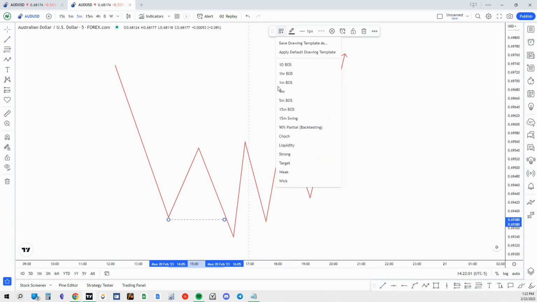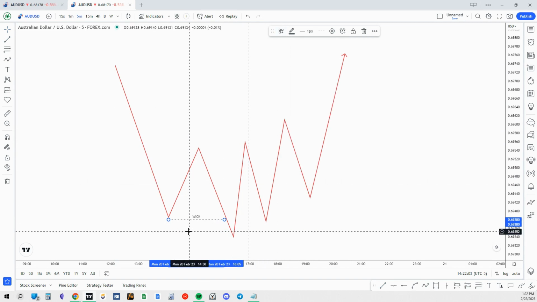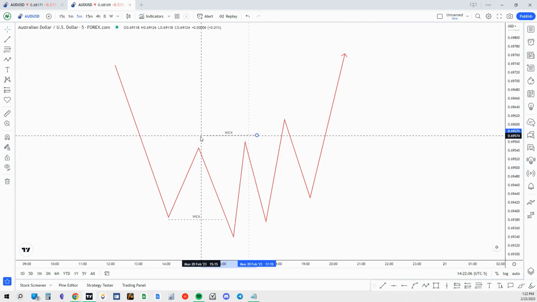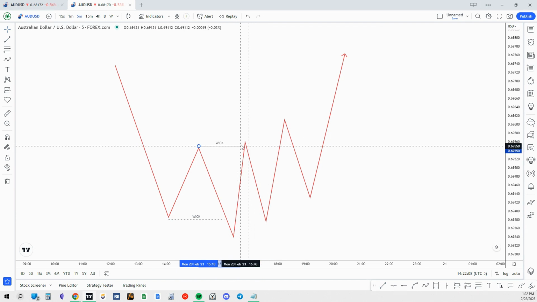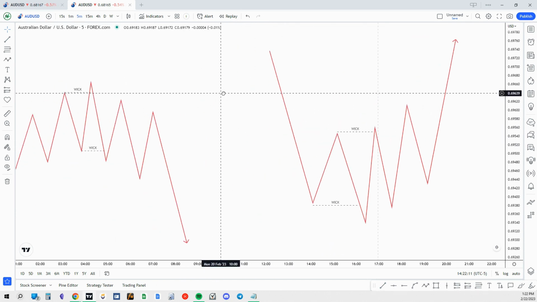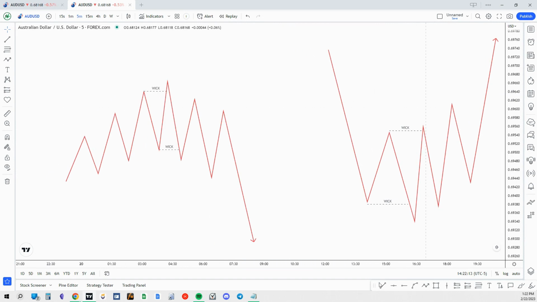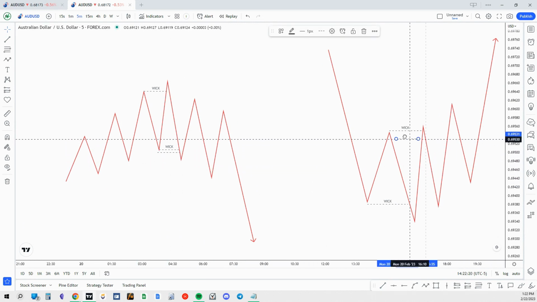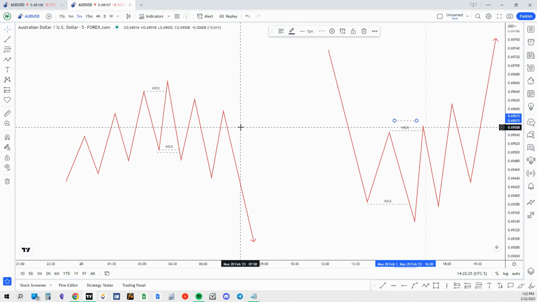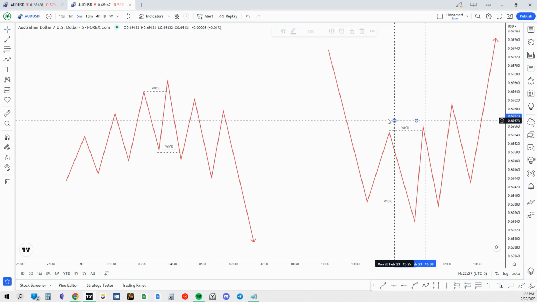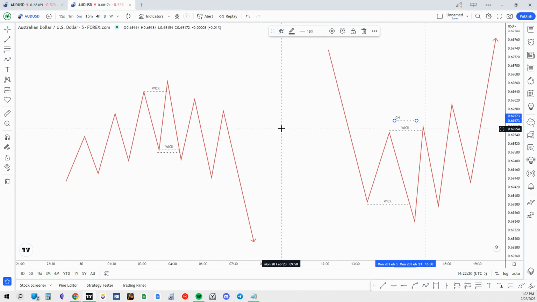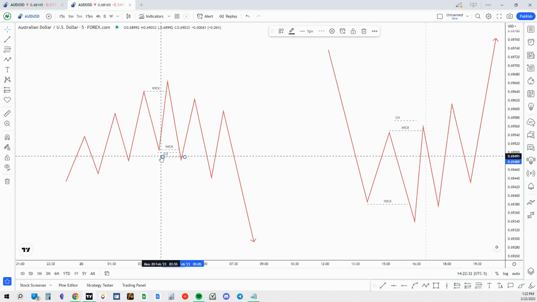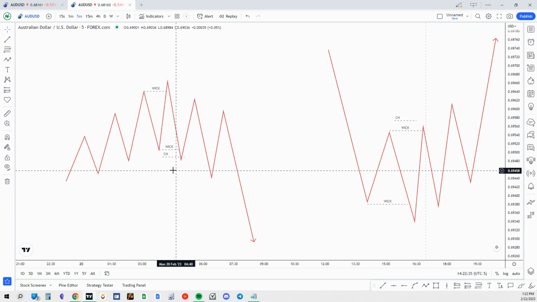It does not have to be an actual break of structure. It can be a wick, and again, with the change of character, this can be a wick right here. So just to be really clear, this point right here and right here is actually the change of character. So I don't know if I have a, yep, I do. Okay, so we have a change of character here and a change of character right here.